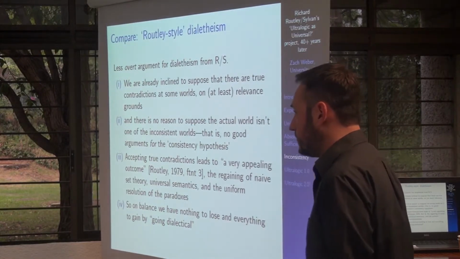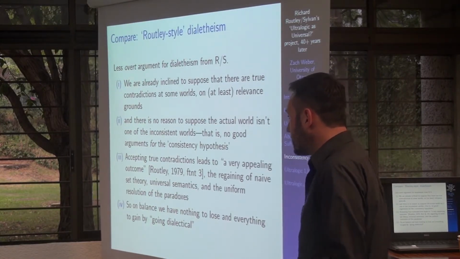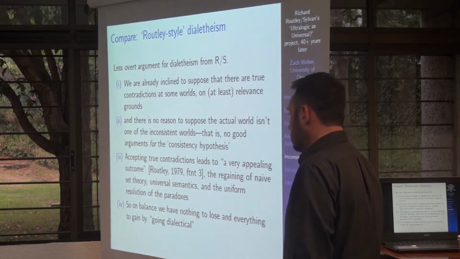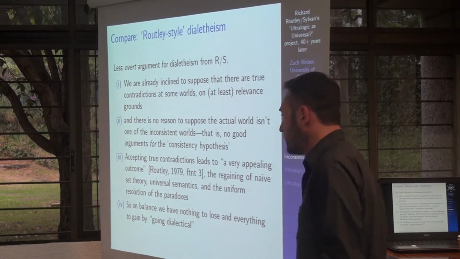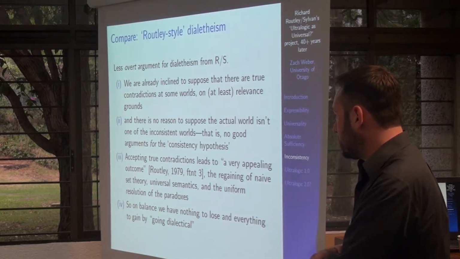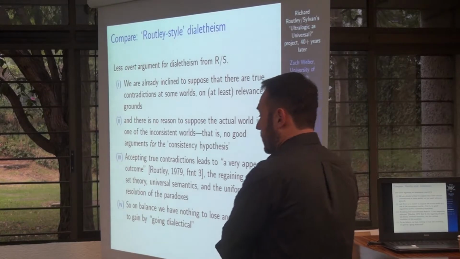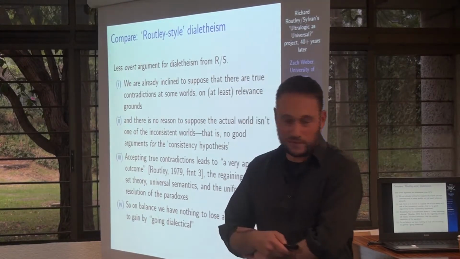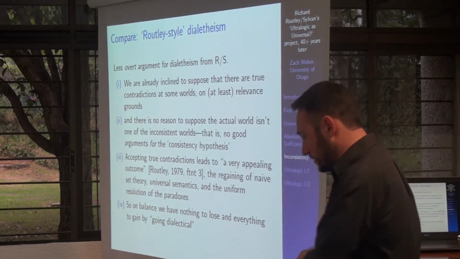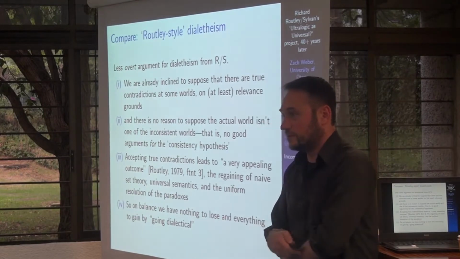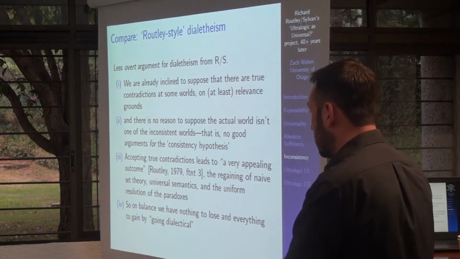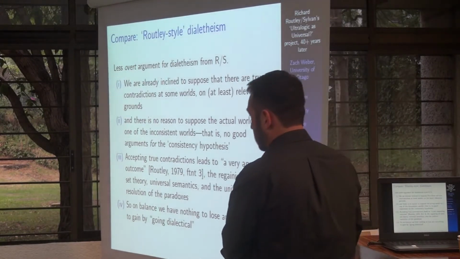Three, this is an abductive kind of premise. Accepting the true contradictions leads to some very appealing outcomes: the regaining of naive set theory, for example, or a universal semantics, or a universal resolution of the paradoxes. So he points to the benefits. And he says, on balance, we have nothing to lose and everything to gain by going dialectical. So again, if you come away from this with nothing else, I want to emphasize, I think the ultralogic project is at heart optimistic. I think he is worried that the philosophers are fiddling while the world is burning, but that there is hope.